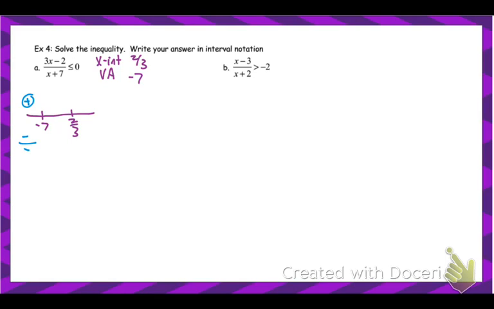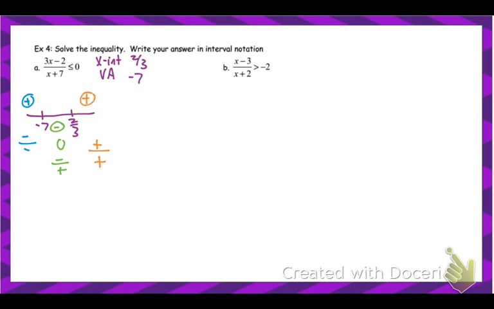Then I pick a test point in the in-between, like 0. Well, if I plug in 0, that's going to be a negative divided by a positive, which overall makes that section negative. Pick my far right point, like 1. All right, 3 times 1 minus 2 is positive. 1 plus 7 is positive, and a positive divided by a positive is positive.